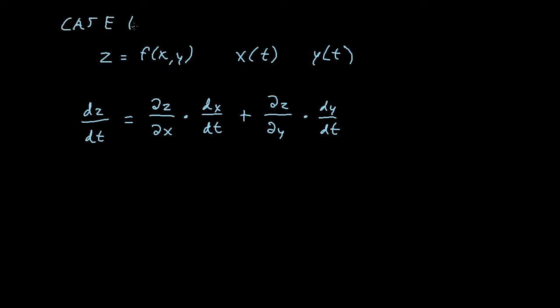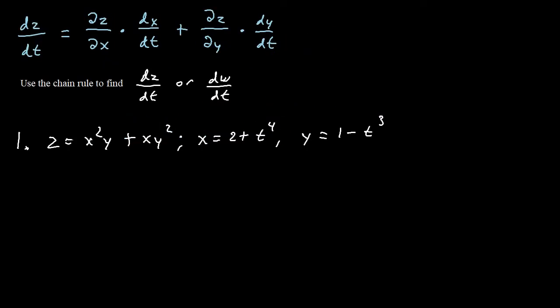Once again, case number one is where you have a multivariable function, z equals f of x comma y. You have an x equation just in terms of t, and you have a y equation just in terms of t. For this next set of problems, we have to use the chain rule to find either dz/dt or dw/dt. For number one, z is going to equal x squared y plus xy squared. The x equation is 2 plus t to the fourth, and y is equal to 1 minus t cubed.